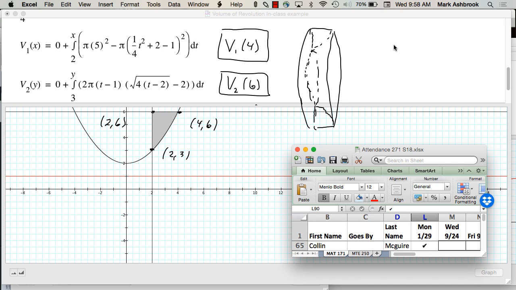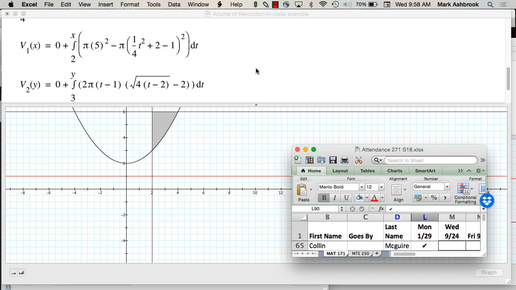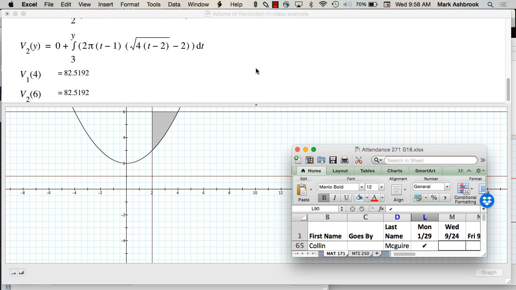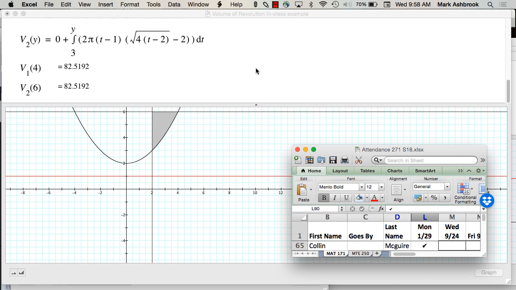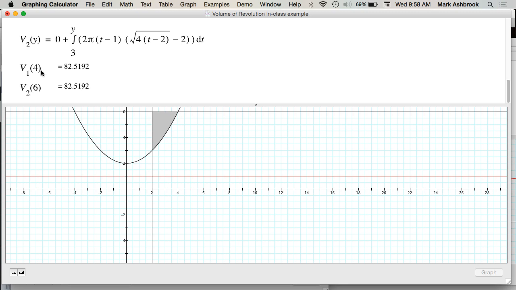V1 of 4 over 2. Oh, so first of all, I'm going to show you that. When I do V1 of 4 and V2 of 6, what happens? That's what we would expect, right? So this is the volume of the whole thing. So if I want half of the volume, she's saying V1 of 4 over 2. Agree?